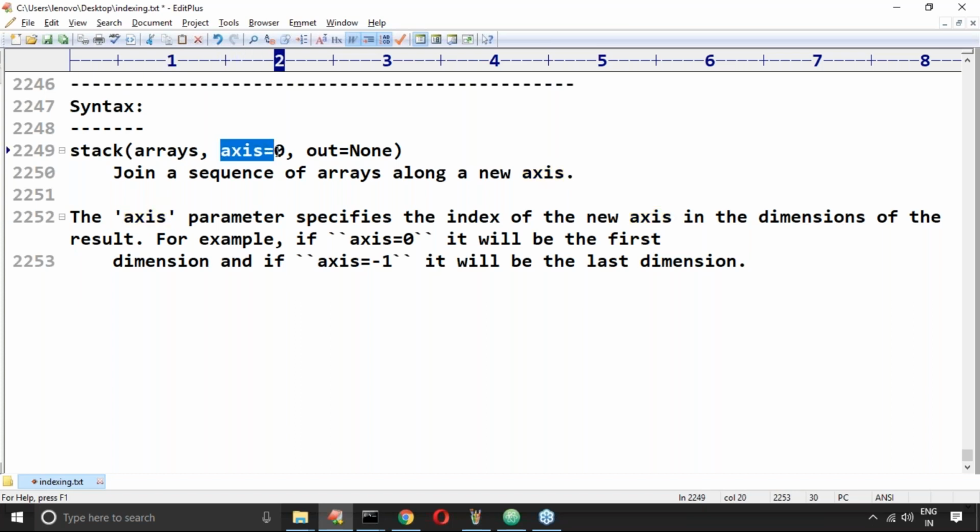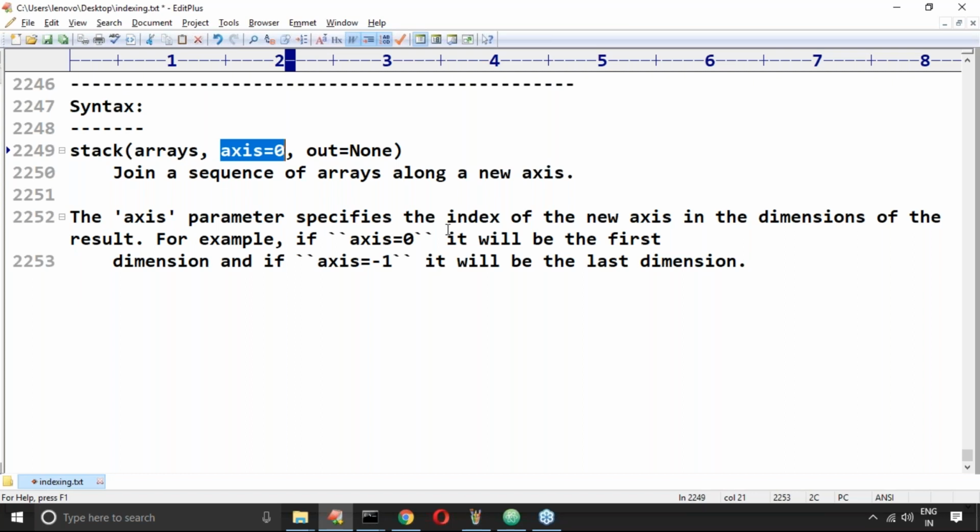In the newly created array, can you please stack the arrays with respect to axis 0? It is not an existing axis. Please take special care. What is the meaning of that? I will explain with an example. Don't worry at all.